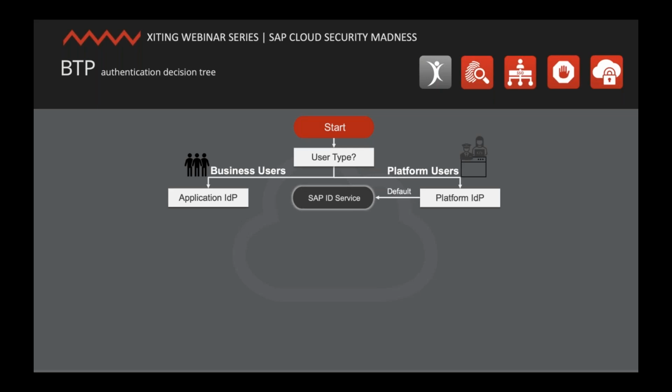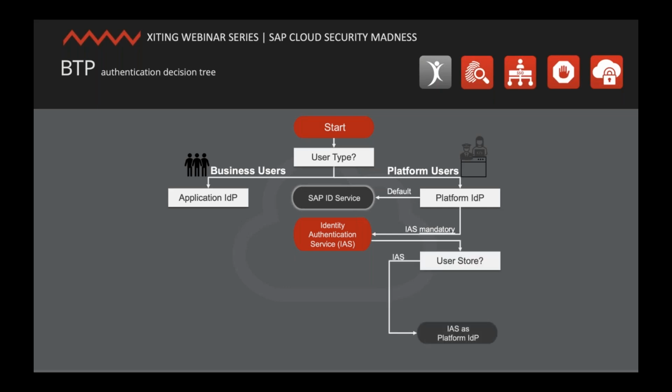So you can easily start with your existing S user and you have your platform users. They can authenticate using either the SUB-ID service or the identity authentication service. And this must be the identity authentication service. It means you can no longer connect your existing IDP directly to the platform. And the identity authentication service, in turn, can be configured to either use local users that you persist in the IAS, or you can just use your corporate user store and just forward to your corporate IDP.